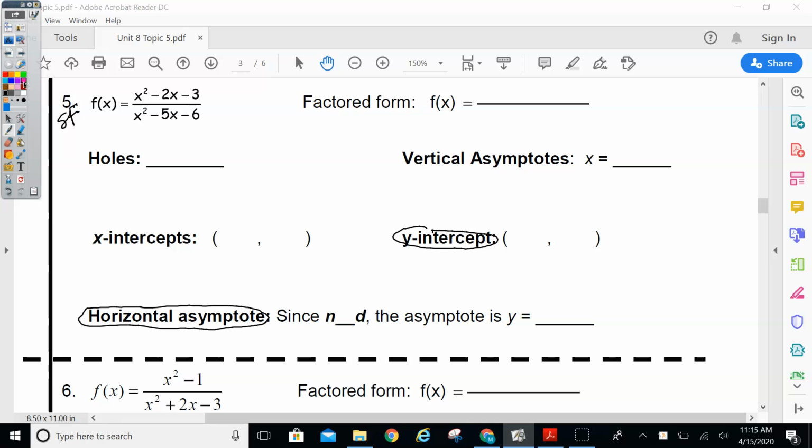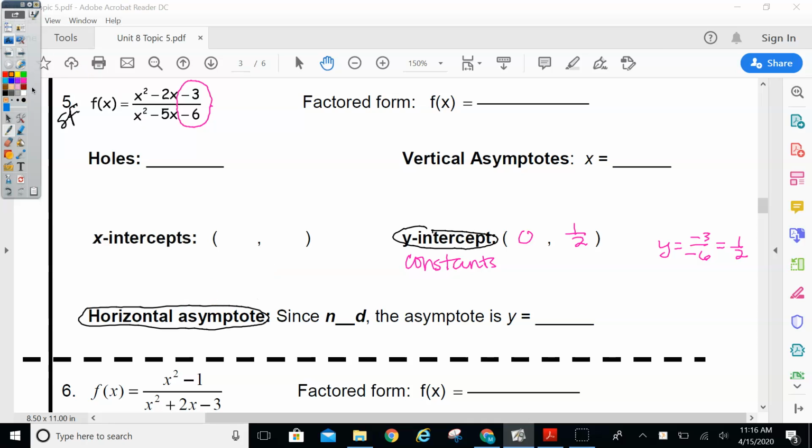The y-intercept is the ratio of your constants. So here the constants are negative 3 and negative 6. So y equals negative 3 over negative 6, and that reduces to 1/2. So this is the y, 1/2, but you always write it as a coordinate, so (0, 1/2). And then the horizontal asymptote.